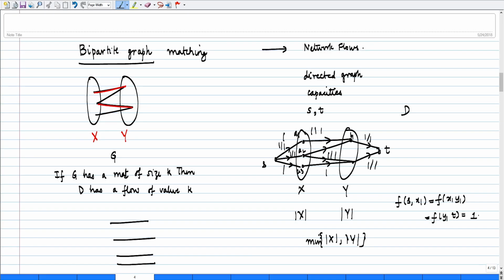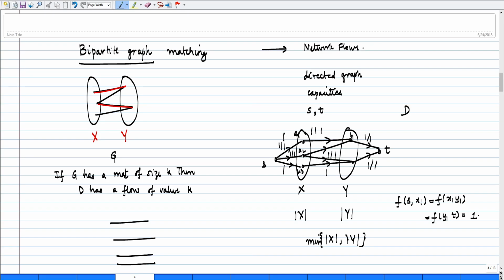For every edge x1 y1 which belongs to the matching, you are simply going to set the flow values on all the 3 edges as 1. It is clear that it satisfies the capacity constraint because you had set the capacities to be equal to 1. What about the flow conservation?